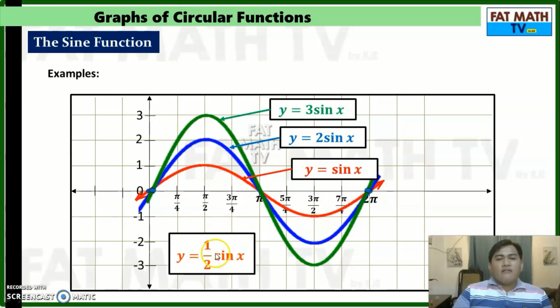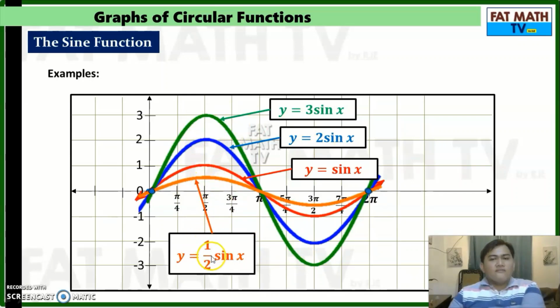How about if we have a value before sine x that is less than 1? What effect will it make on this y equals sine x in the red one? It's just going to be this. It's a shorter graph. Maximum value is at 1/2. Minimum value is negative 1/2. So this is the effect when we put a number before sine x. If the number is greater than 1, it will be stretched vertically. And if the number is less than 1, it is shrunk vertically.